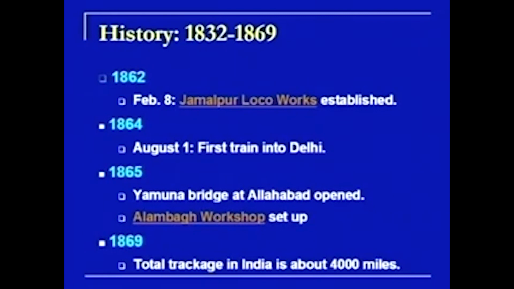While all these developments were going on, it was observed that there was a need of setting up different workshops or loco works which can take up the maintenance of different locomotives or wagons which are in use. Here we can see that the Jamalpur Loco Works was established in 1862, and the Ajmer workshop was set up in 1865. While all these things were going on, in 1864 the first train came to Delhi.